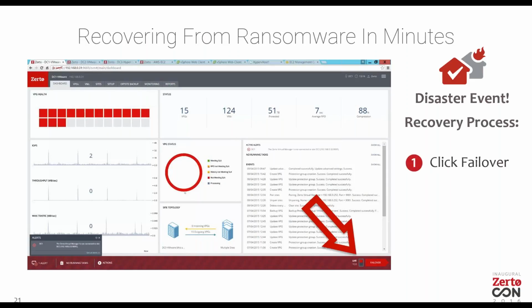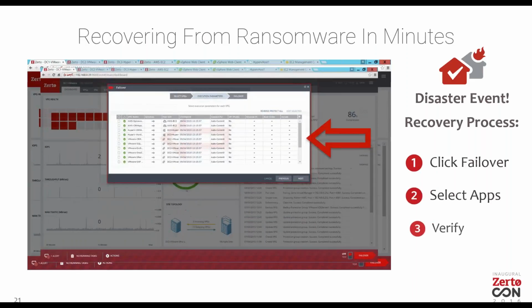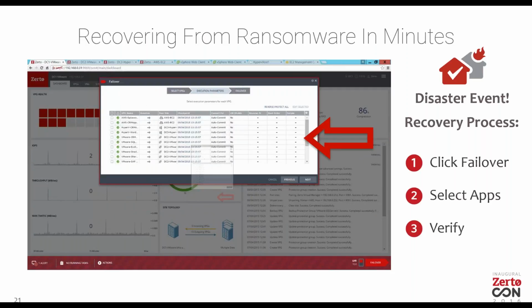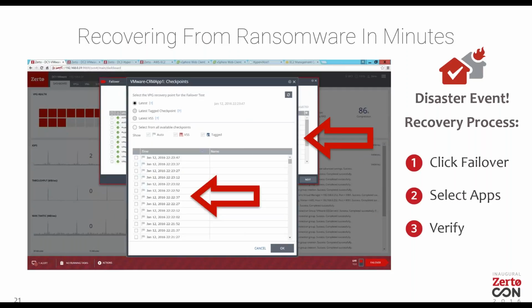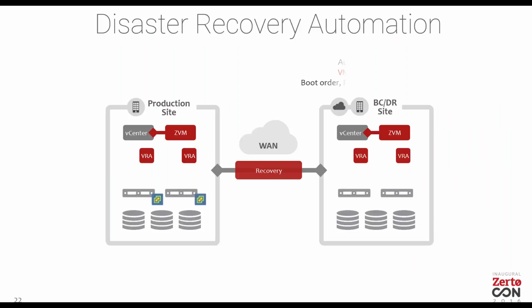At this point, we log into the surviving Zerto Virtual Manager. We select the Live Failover button. I can select one or all of the virtual protection groups. I can select a checkpoint, and I start the failover. So within 4 clicks, I can failover my entire data center.